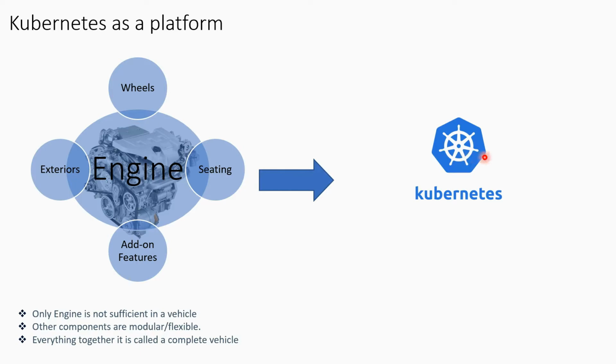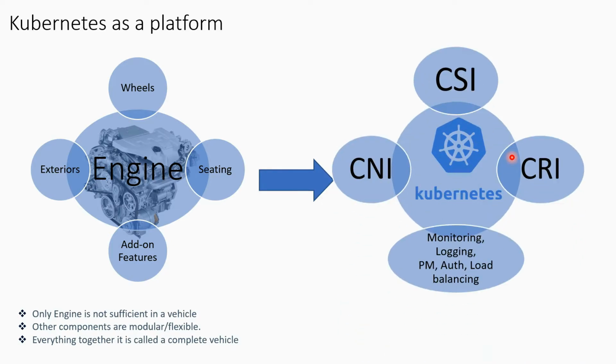Similarly, Kubernetes is only the core engine in the platform. I mean, it is not a platform by itself. So to convert Kubernetes into a platform, you need something more, right? What are those things? Those things are mainly CRI, CNI, and CSI. CRI is container runtime interface, CNI is container network interface, and CSI is container storage interface.